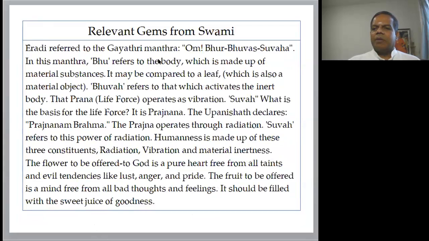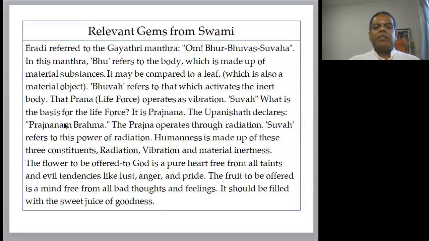Eradi referred to the Gayatri mantra. Om Bhur Bhuvas Suvaha. In this mantra, the Bhu refers to the body, which is made up of material substances. It may be compared to a leaf, which is also a material object. Bhuvaha refers to that which activates the inert body. That prana, life force, operates as vibration.